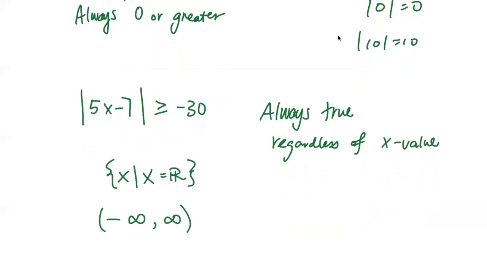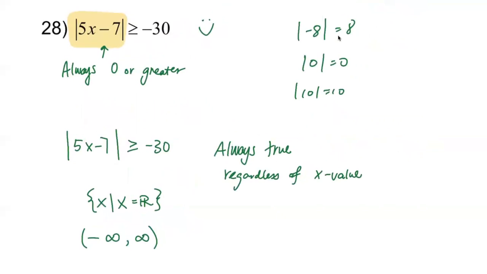Now, this is the kind of understanding I really, really want to achieve here, that you have the fundamental understanding of what an absolute value expression is. It is always going to be 0 or greater. The absolute value of anything is going to be 0 or greater. So therefore, it's always going to be greater than or equal to -30. It's always true.